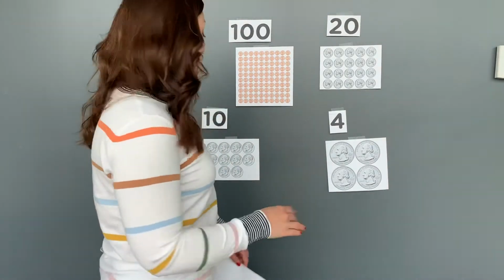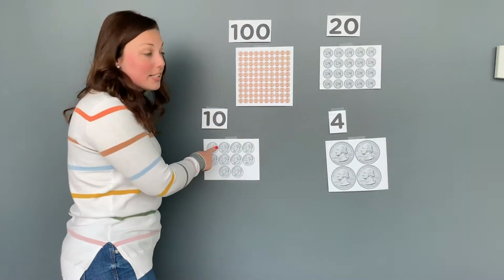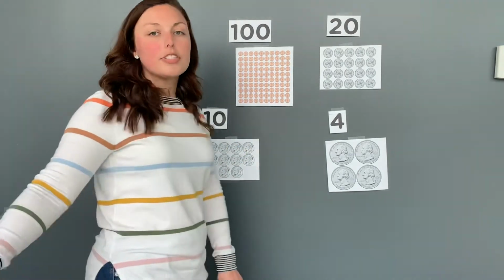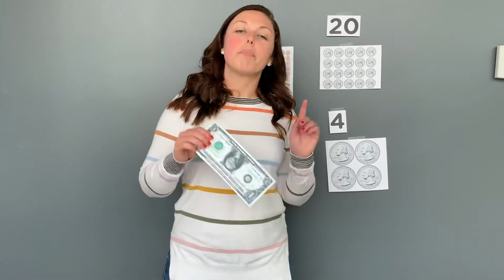Or what I could do is I could get 5 dimes and 2 pennies. I could use some nickels and some pennies to get 52. You get to decide, but the biggest, most important thing is you know how much each coin is worth and how many it takes to get to $1. So I want you to get practicing.